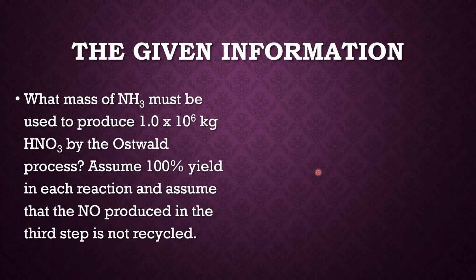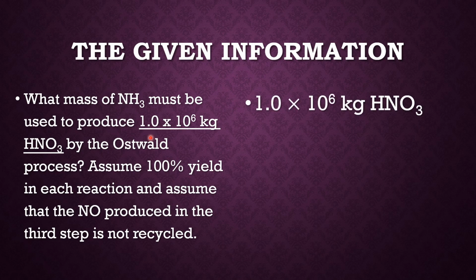Okay, so for our given information, again, same paragraph here. Our first thing that we have is 1.0 times 10 to the 6 kilograms of hydrogen nitrate. That's how much we need to make. That's pure hydrogen nitrate, not nitric acid. If it was nitric acid, they would have put the parentheses (aq) behind this. But this is 1.0 times 10 to the 6 kilograms of pure hydrogen nitrate. So that's one piece of given information.